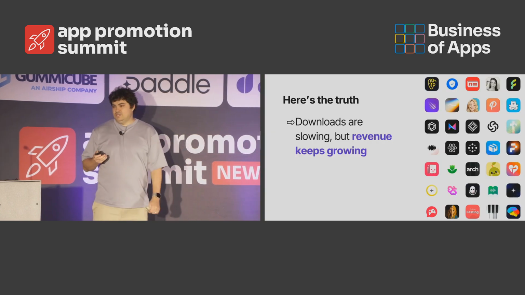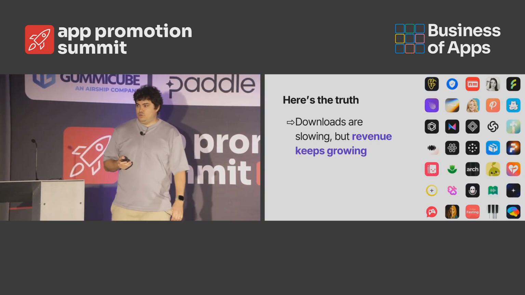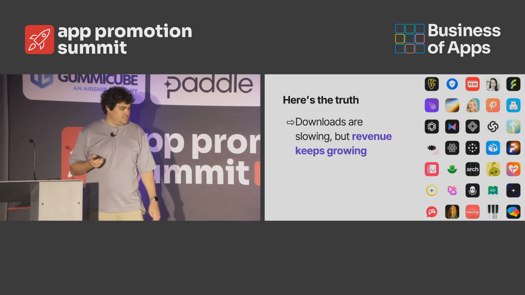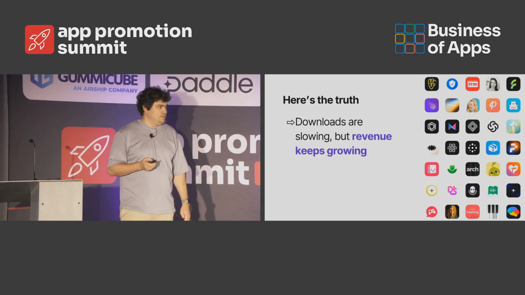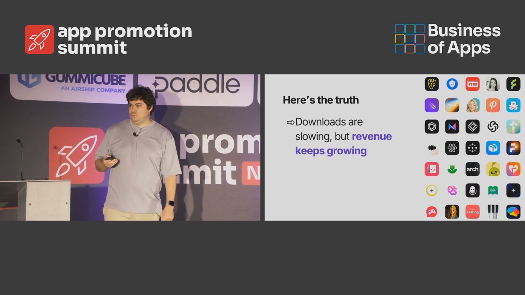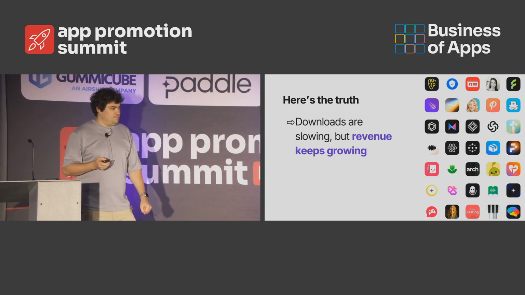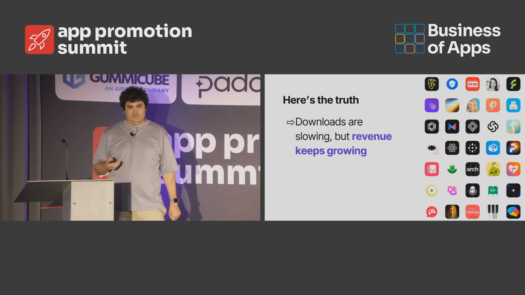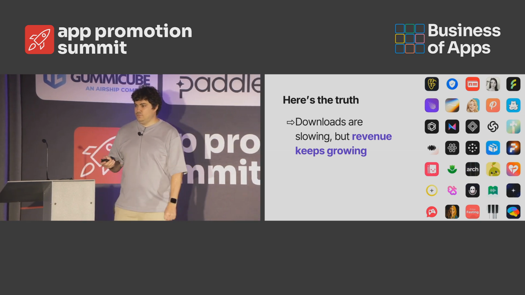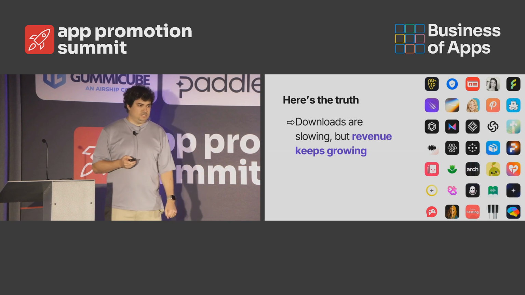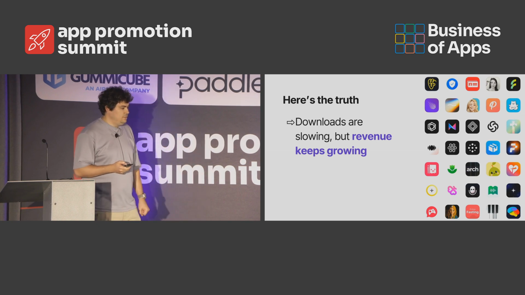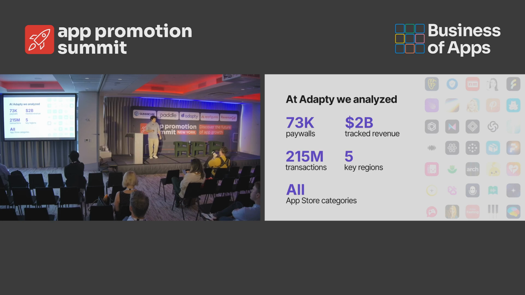So the truth is the number of downloads per app is decreasing. It's probably because of the increased competition thanks to the AI boom. But at the same time, the revenue is growing. And the biggest factor for that is improving conversions. So conversion is the bottleneck for revenue growth. To come up with this data, we analyzed 73,000 paywalls with more than 2 billion in revenue among them. And we came up with several interesting insights.